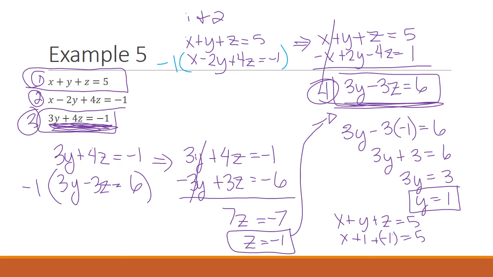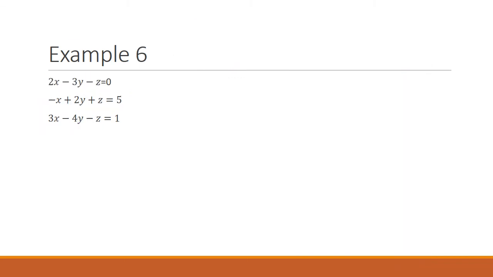And 1 plus -1 is 0, so I get x equals 5. And that is my third piece. So x, y, z, my solution in x, y, z form is 5, y is 1, and z is -1. And that is example 5.